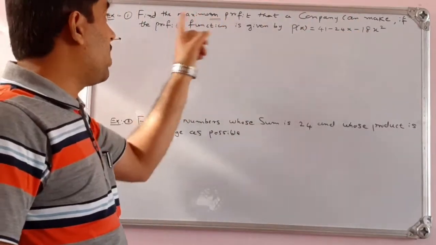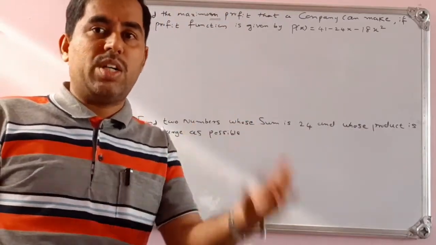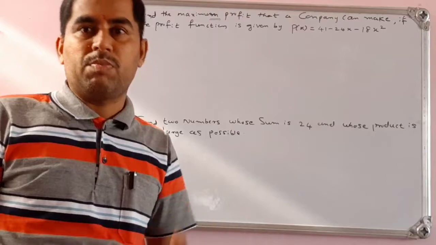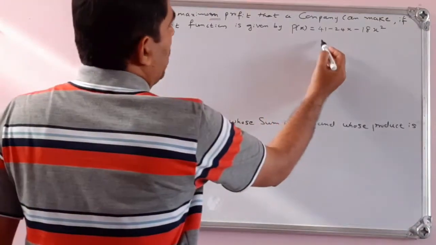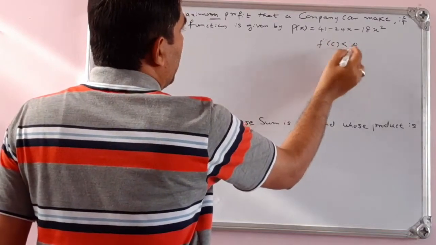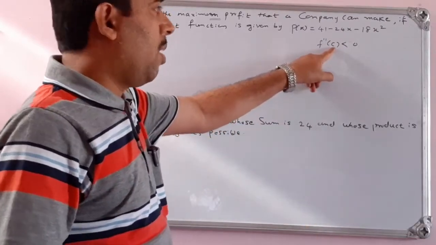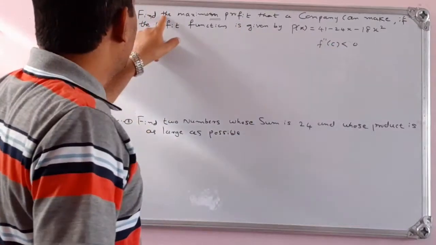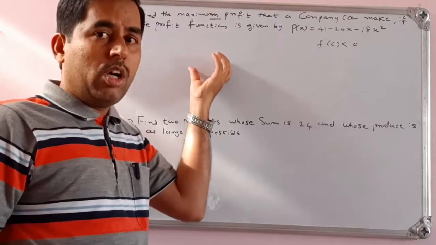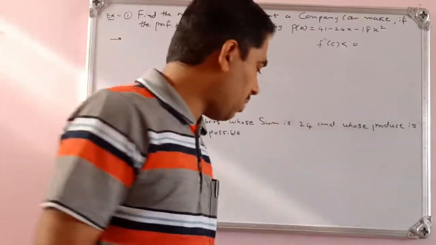We have to find the maximum profit. Maximum means, by the second derivative test, our second order derivative should be negative. That point is very important. If f double dash c is less than 0, that is, if it is negative, then that point c is called the point of local maxima according to the second derivative test. So for maximum profit, we must get our second order derivative negative while working out this problem.